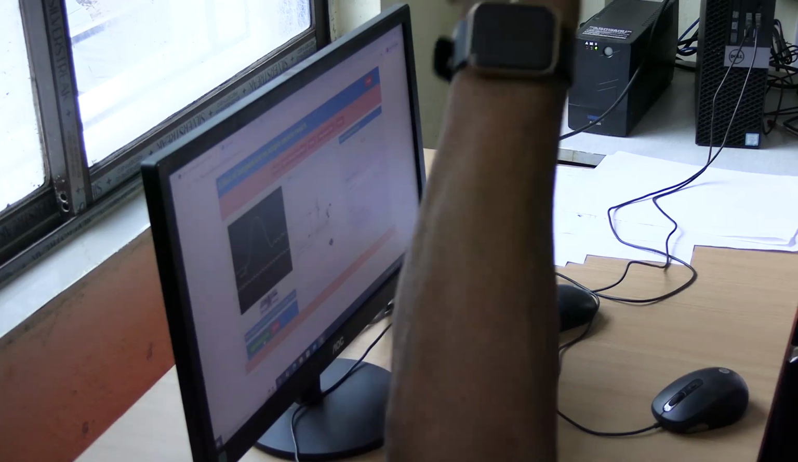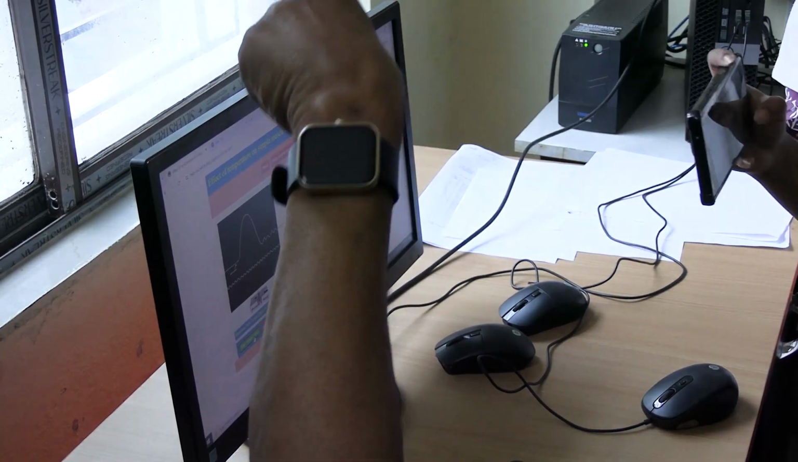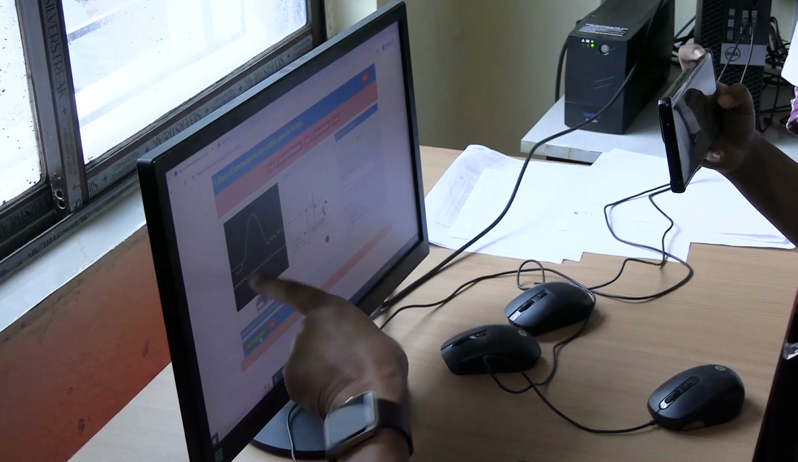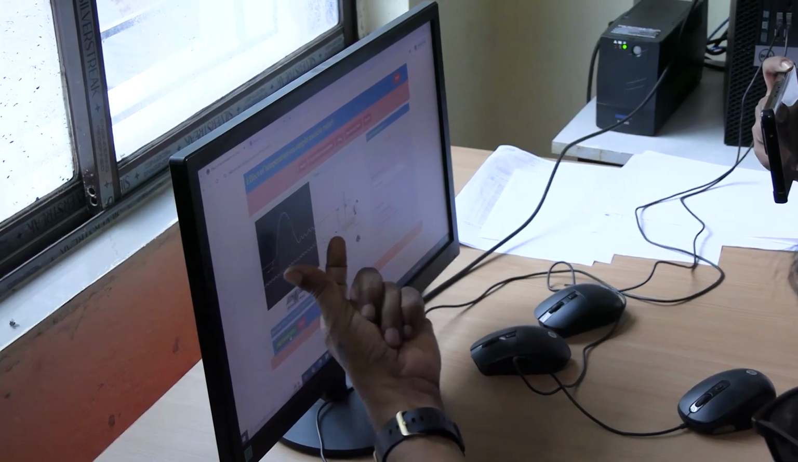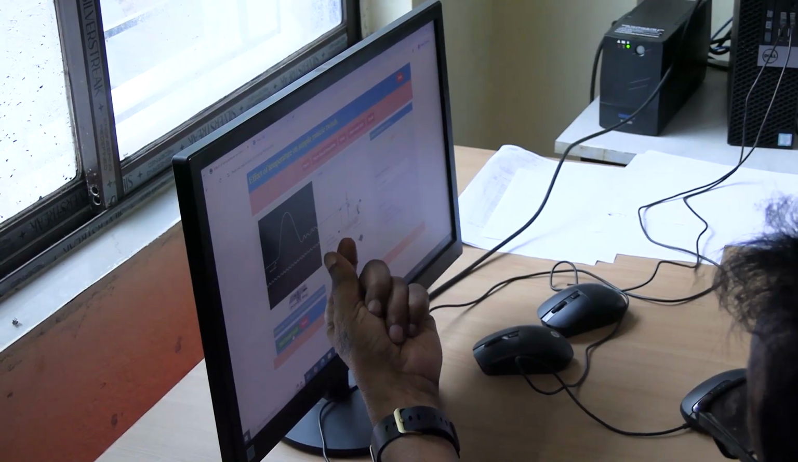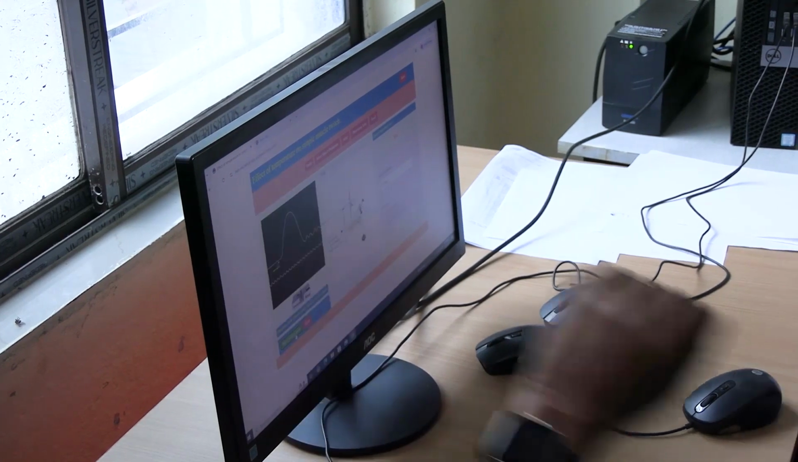See, amplitude increased. Maximum time of contraction is increased. Latent period shortened. Contraction period shortened. Relaxation period shortened, but amplitude increased.